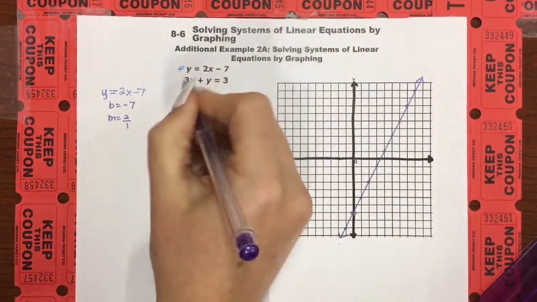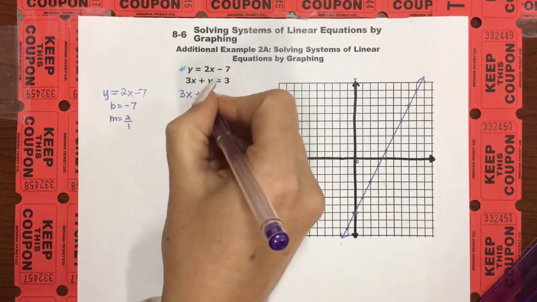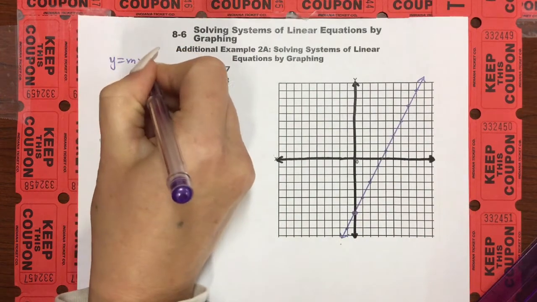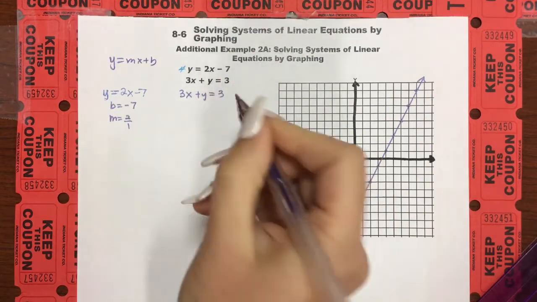Now this equation right here is not in slope-intercept form, so the first step that we need to do is go ahead and put it in slope-intercept form. And remember, slope-intercept form is y equals mx plus b. Okay, we need to have y by itself. So solve this equation for y.